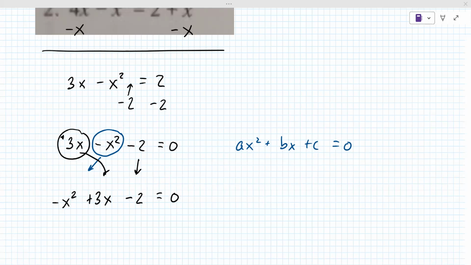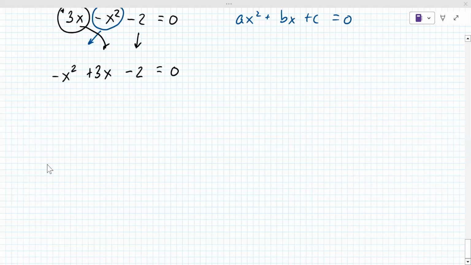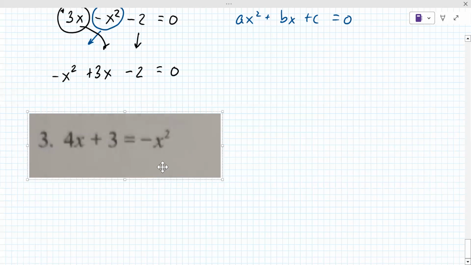The other thing that I'm seeing is that maybe you're not sure about how to move things. When I say move, from one side to the other, you're typically adding or subtracting. So we want to move, in number 3, this minus x squared to the left. How do we do that? How do we undo this negative here, or the subtraction? You would add x squared to both sides.